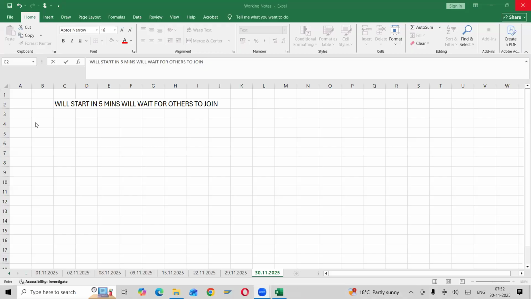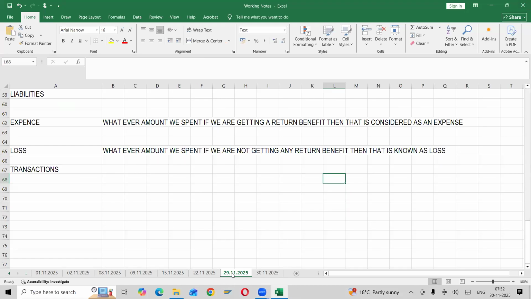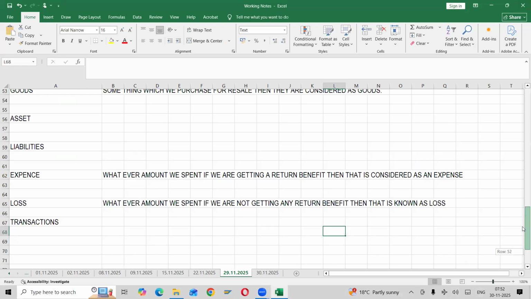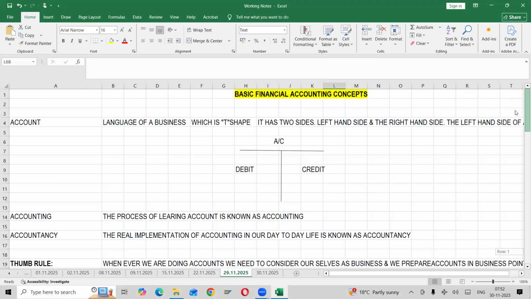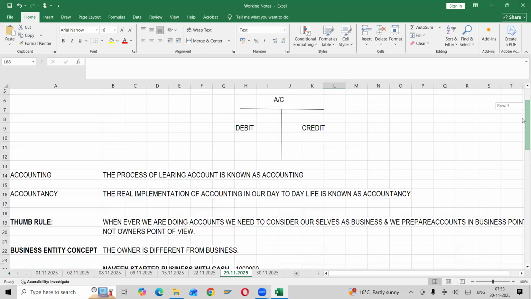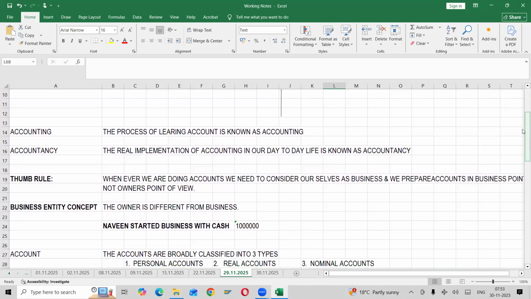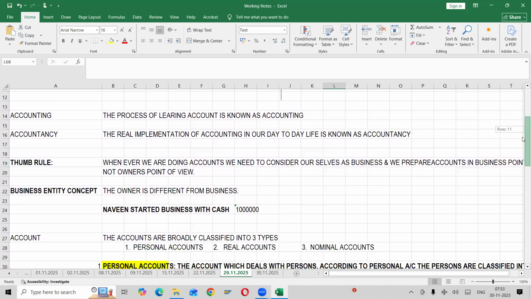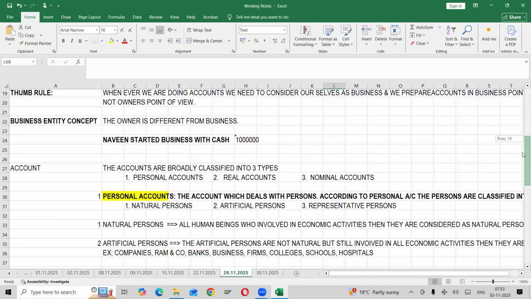Okay. So yesterday we discussed the basics, though not yet completed, of what we mean by account, accounting, accountancy, correct? What do you mean by debit and credit, basics of account? What is the thumb rule of account, right? So we know that. What is the entity concept in accounts? Next, we discussed how many types of accounts there are, what we mean by personal account, real account, and nominal account.